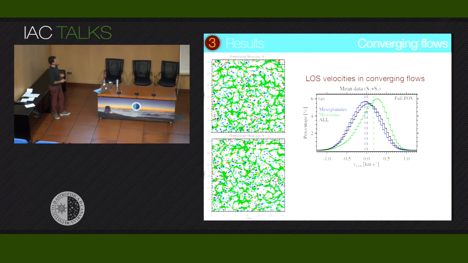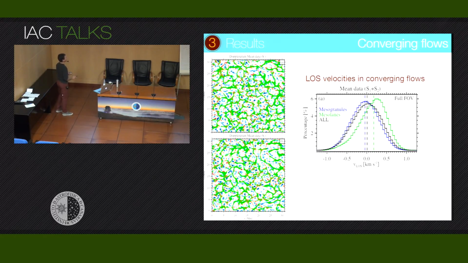The vertical dashed line shows the median values of the different distributions. We can see that mesogranules are slightly blue shifted. They are related with outflows, while mesolanes are red shifted. So we can say that mesolanes are mostly located in downflow areas. Now we can do the same for converging flows.